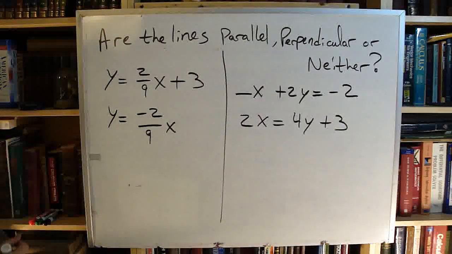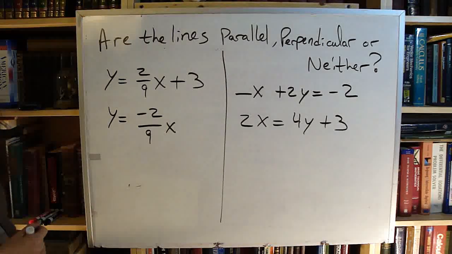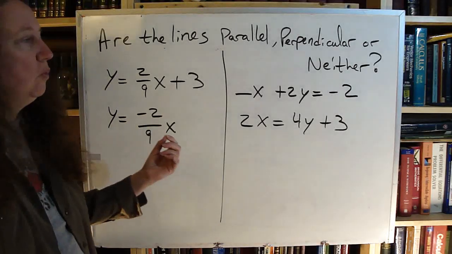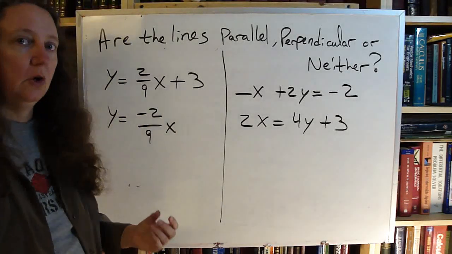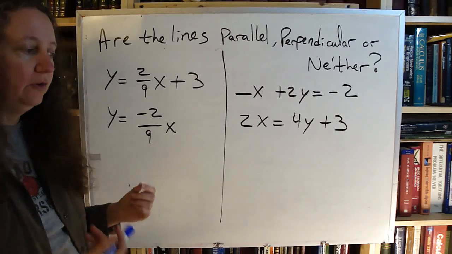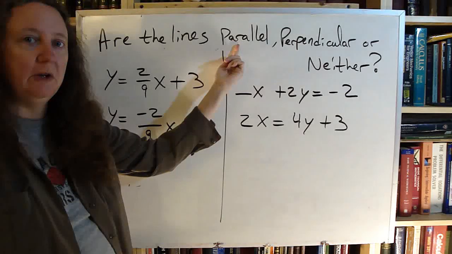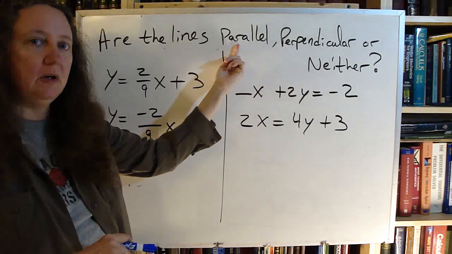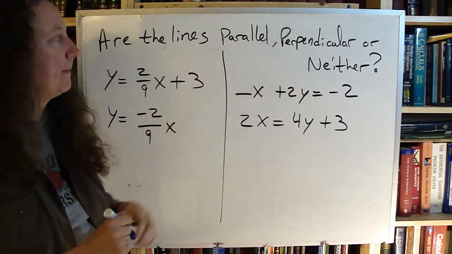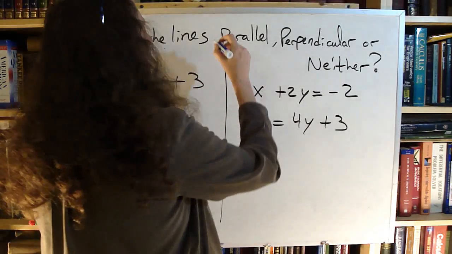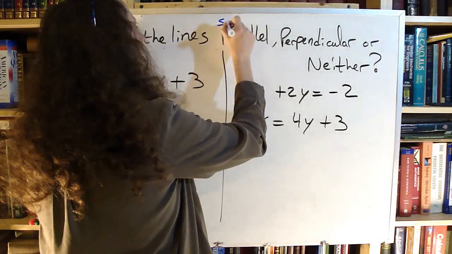Are the lines parallel, perpendicular, or neither? You have to know what the slope is in order to figure this out. You also need to know, with a parallel slope, is it going to be the same or is it going to be opposite inverse? So parallel slopes have the same slope.